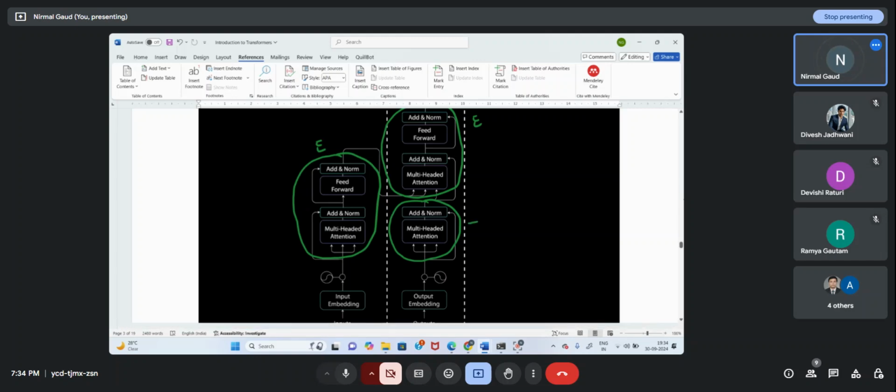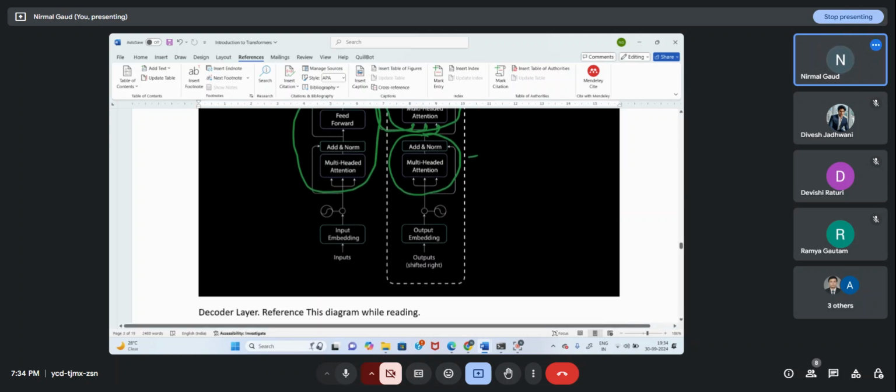Whatever output we got from the encoder, we supplied it to the decoder, to the multi-head attention. Also, the decoder has outputs. It will produce the output, convert it into embedding, and give it to multi-head attention also.